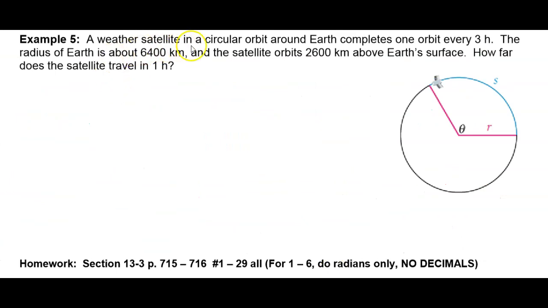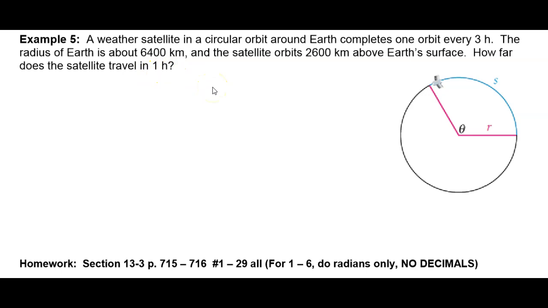Example 5. A weather satellite in a circular orbit around Earth completes one orbit every 3 hours. The radius of the Earth is about 6,400 kilometers, and the satellite orbits 2,600 kilometers above the Earth's surface. How far does the satellite travel in 1 hour?